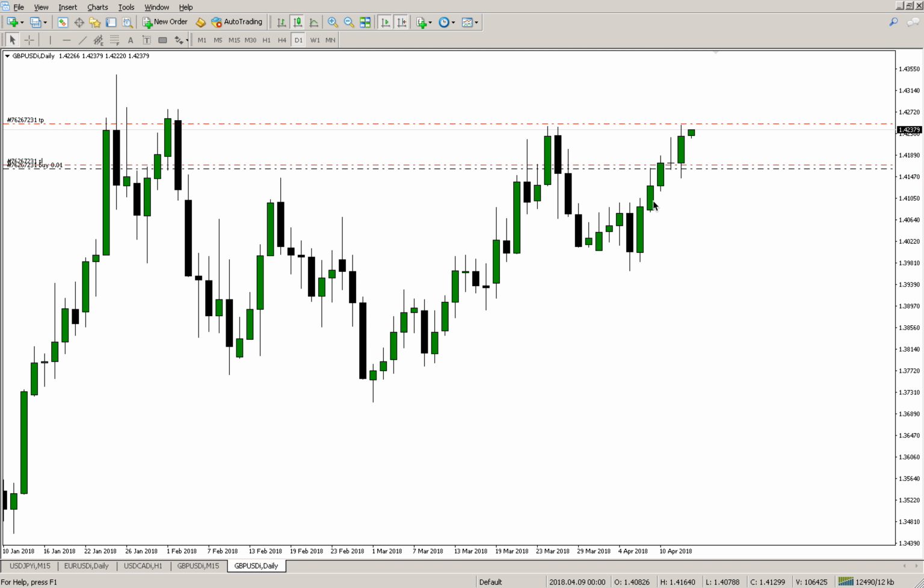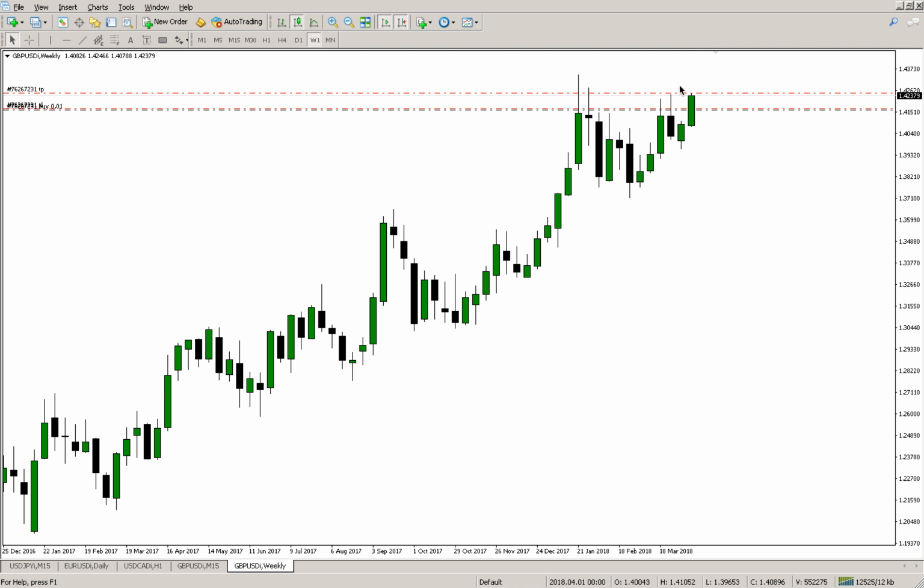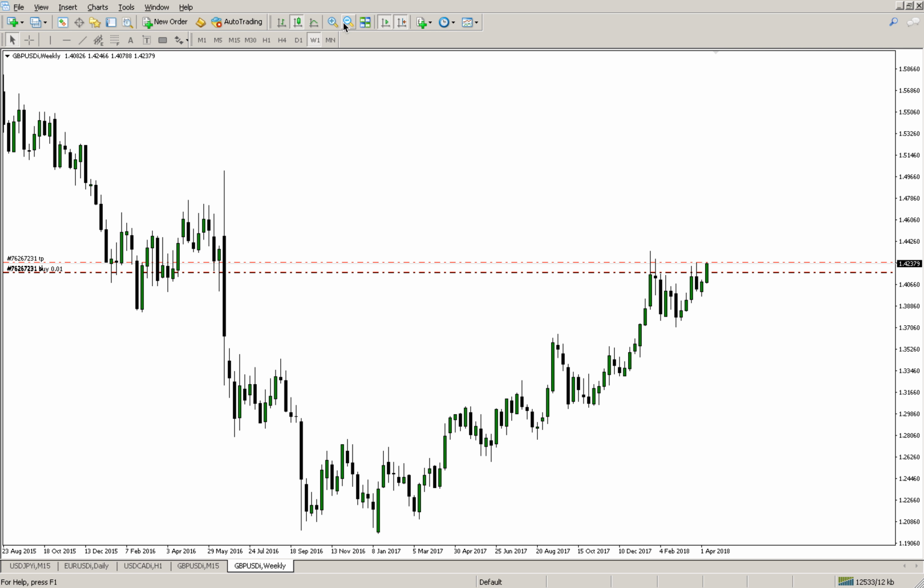So you could see this week we've had a solid week so far on cable. Strong bullish week. Looks to me like we're going to be targeting this high here. So far we've taken out this week's high, and I think we're going for these here. Ultimately, this is the Brexit candle here.